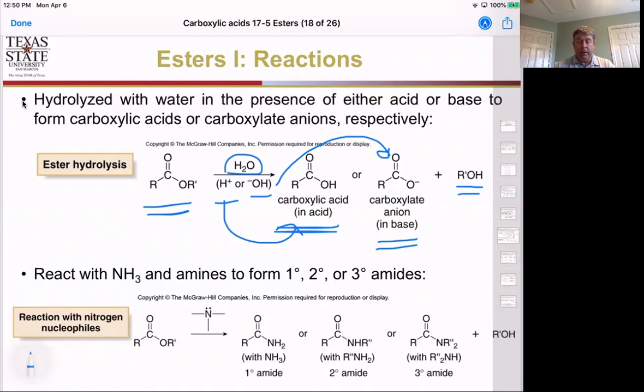In addition, we can also convert an ester to an amide. Remember, we can go from more reactive to less reactive, but we can't go the other way around.